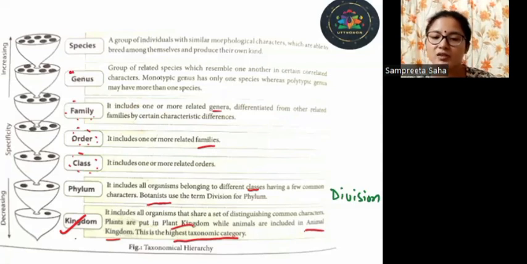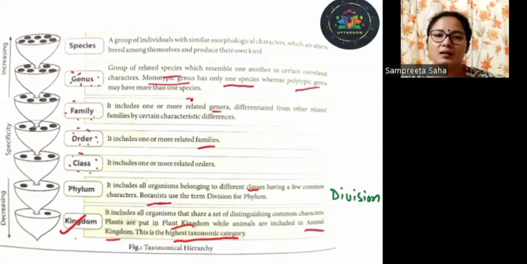Next, we have genus. So a group of related species which resemble one another in certain correlated characters are placed under the genus. Monotypic genus has only one species. So you will get a definition on what is monotypic genus. You can get questions on this one. What is monotypic genus? A genus which has only one species, whereas a polytypic genus is a genus which has more than one species.